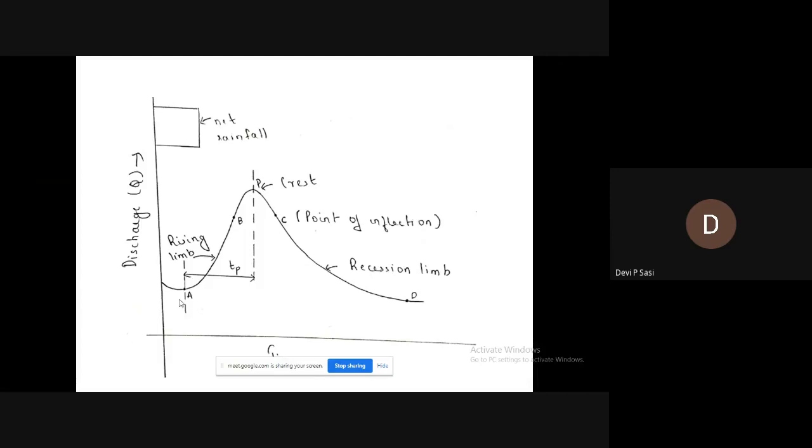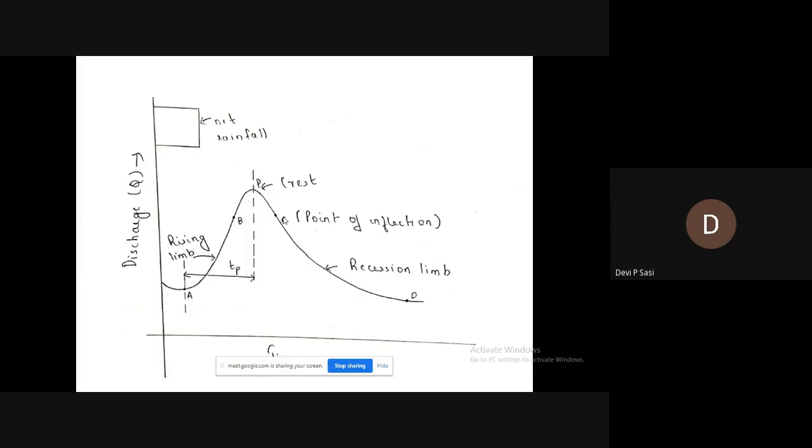Point A is the starting point, while point B is the point of inflection, that means the change point, where the change of curvature occurs. You can see there is a change in curvature from B. So points B and C are called points of inflection, the points where the curvature is changing.